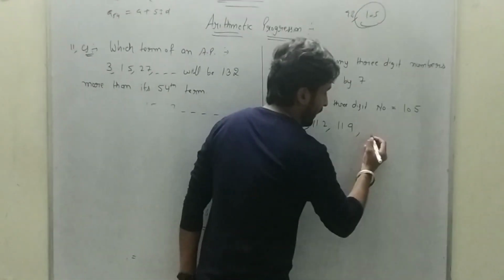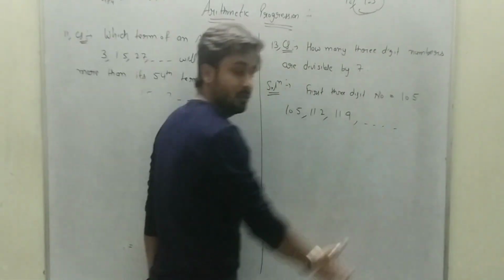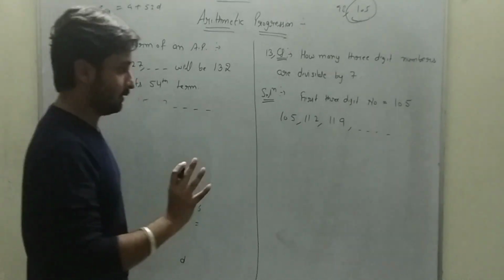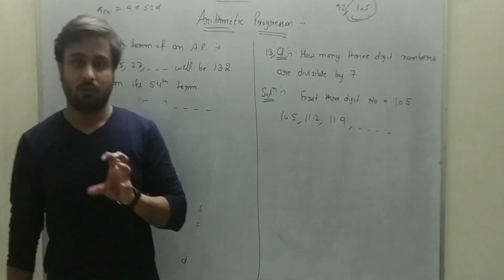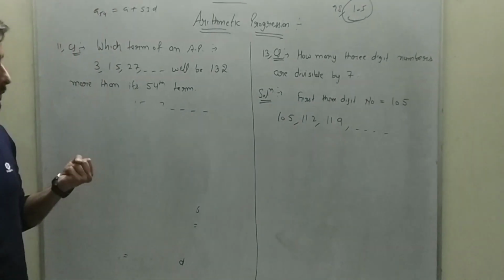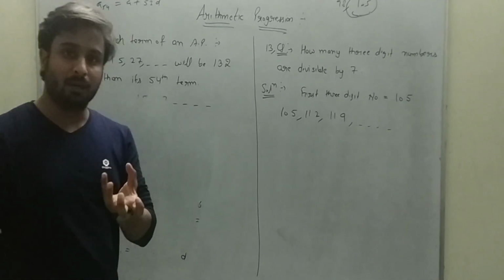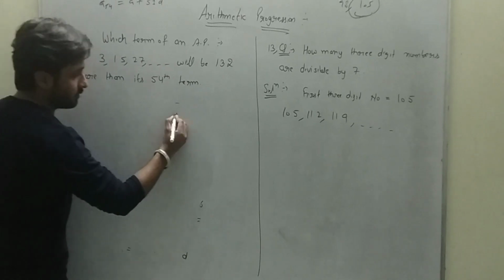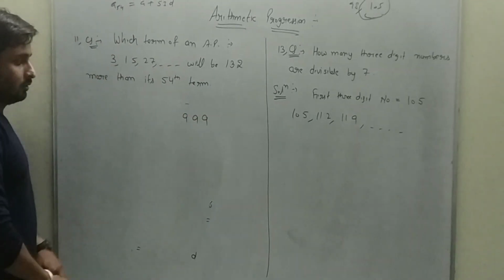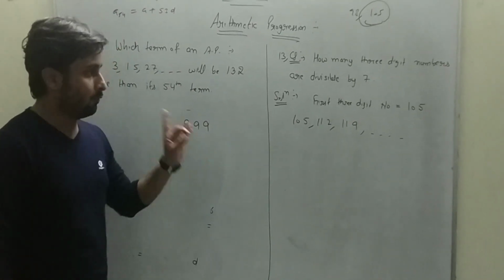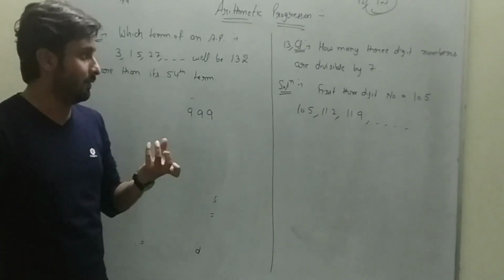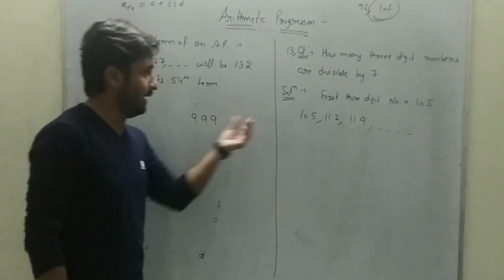And how will we find the last term, the last 3-digit number that is divisible by 7? There is a method to find that number. What is the greatest 3-digit number? This is 999. I have to find the greatest 3-digit number divisible by 7, so I have to divide this number by 7.